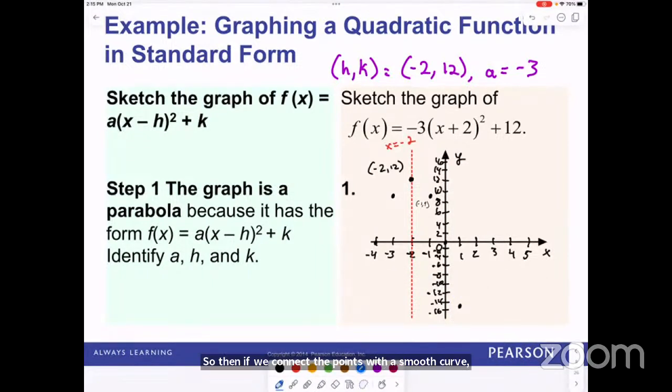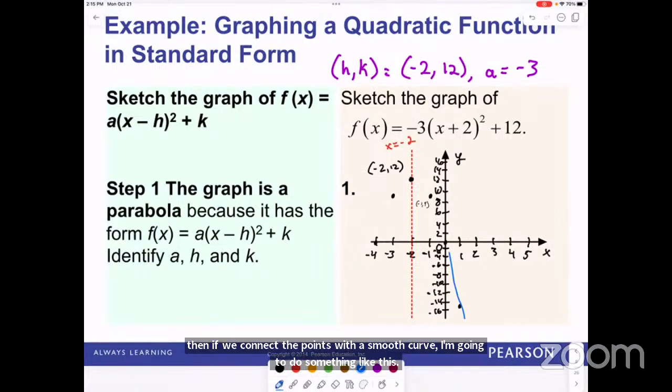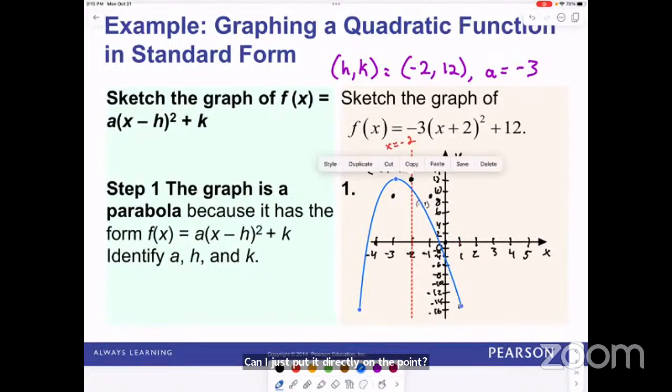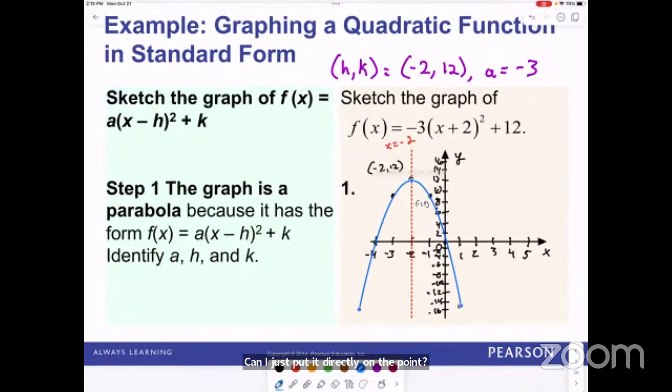We'll fix it. Give me just a moment. Okay, that's decent. Can I just put it directly on the point? That would be about here.